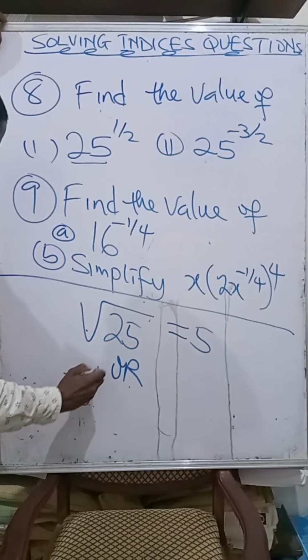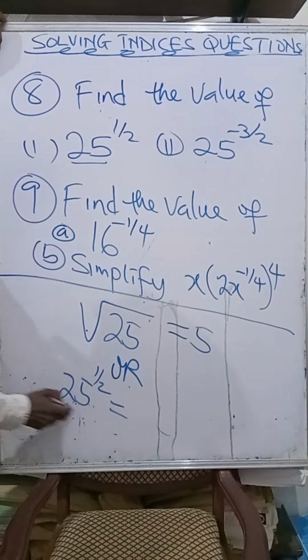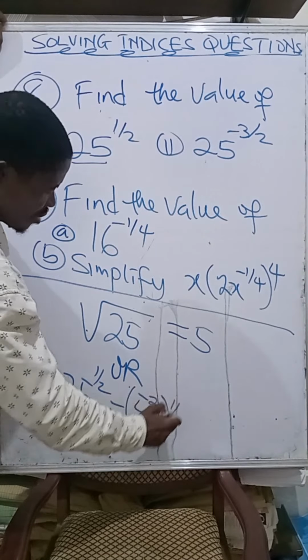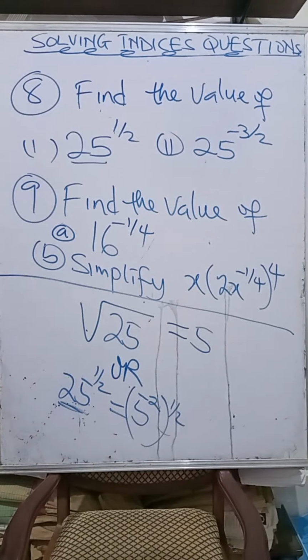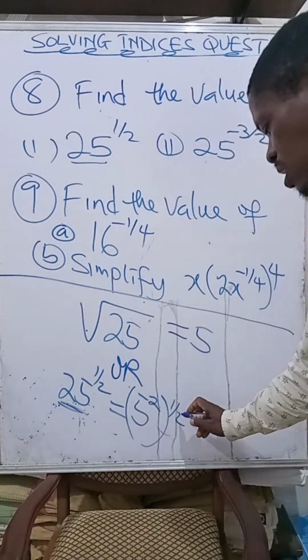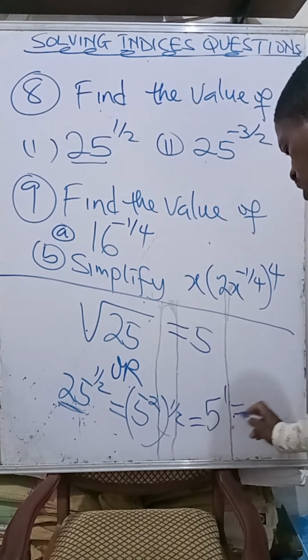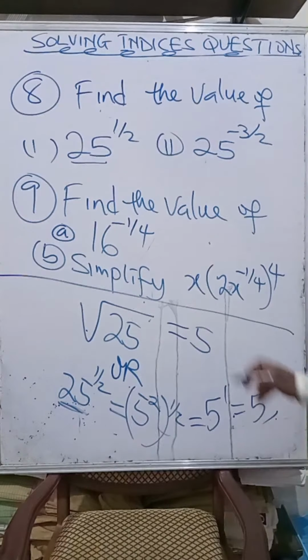25 to the power half is the same thing as 25 is 5 to the power 2, and then 1 over 2 as the exponent. This is 2 times half, that's 1. So 5 to the power 1, and that's what? That's 5. So you can solve it this way, or you can solve it that way.